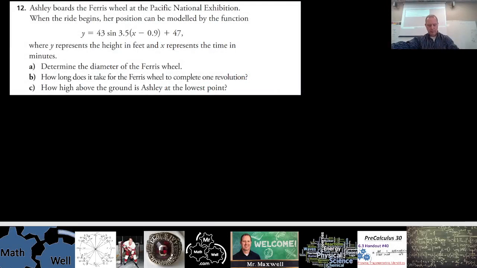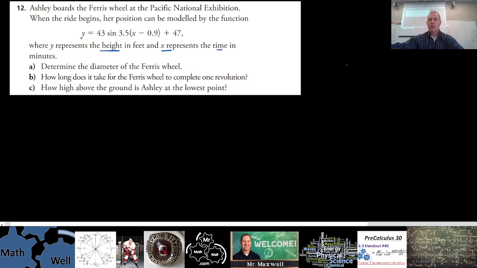All right, so 8.4 number 12 says Ashley boards the Ferris wheel at the Pacific National Exhibition. When the ride begins, her position can be modeled by the function given here: 43 sine (3.5 x minus 0.9) plus 47. So all of these little parameters are going to mean something to the graph and to the situation. y represents the height of the Ferris wheel, and x represents the time in minutes. So determine the diameter of the Ferris wheel.